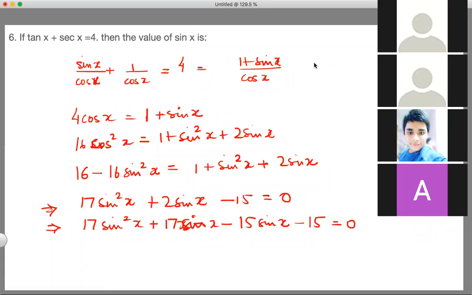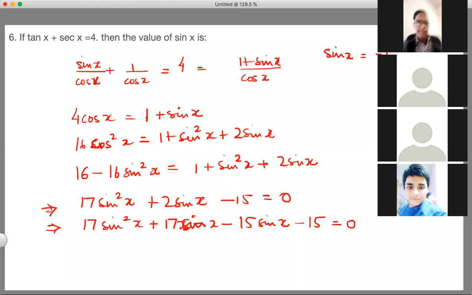And we will get what? Sin x is equal to -1 and 15/17, right? Simplifying, we will get this.